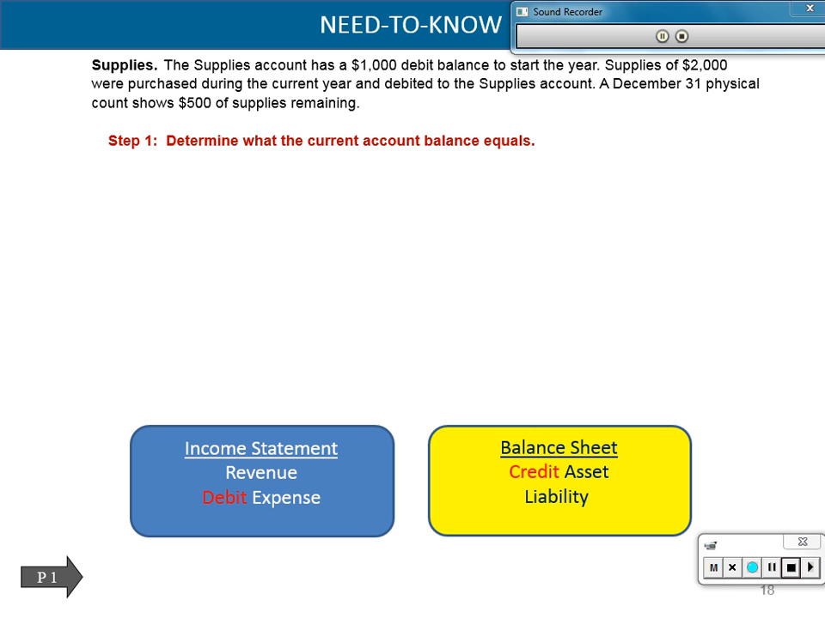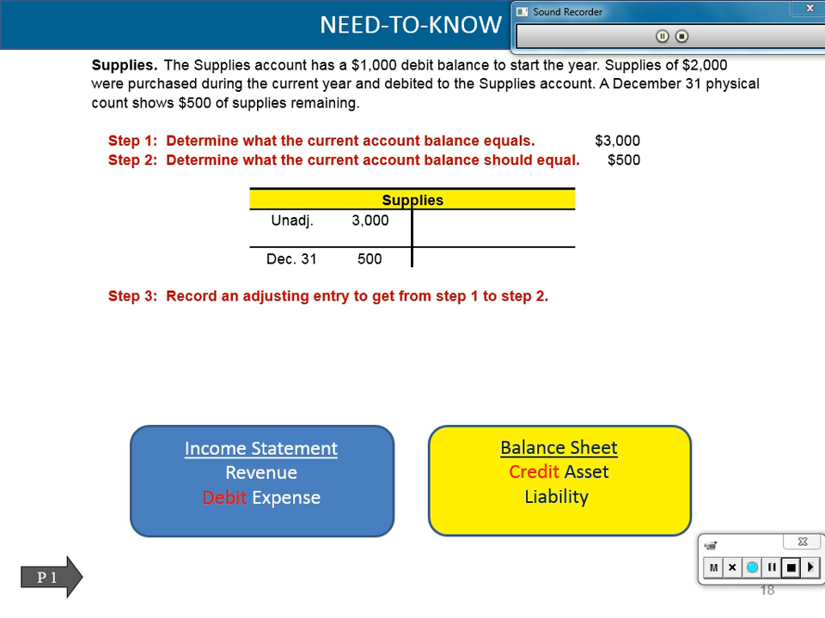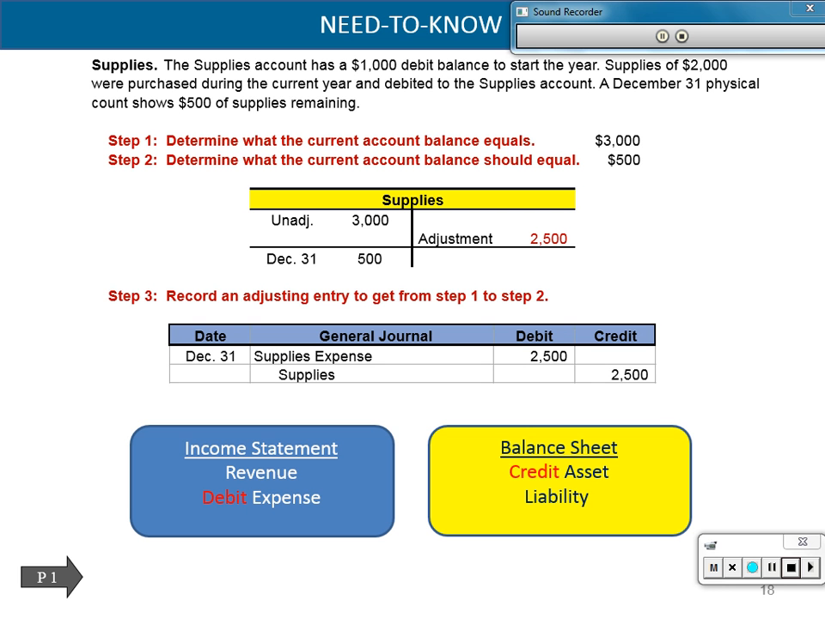Last one. Supplies account. What did you start off with in supplies? What did you purchase along the way? $2,000. So that means that the balance should have been, how much did they say was remaining? 500. So we have established that it should be 3,000. That's unadjusted, right? Then it should equal 500. What has happened? We need to do an adjusting journal entry for what has been used.